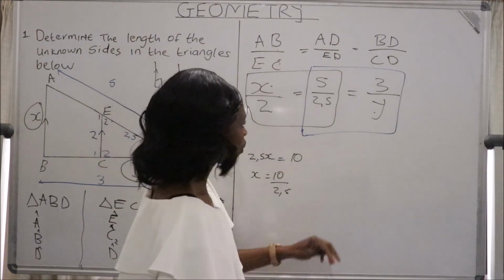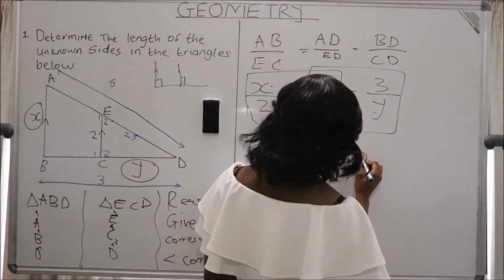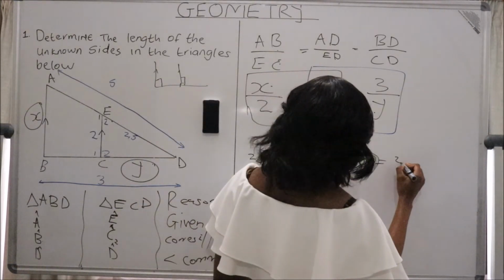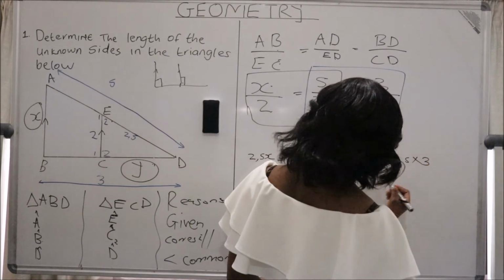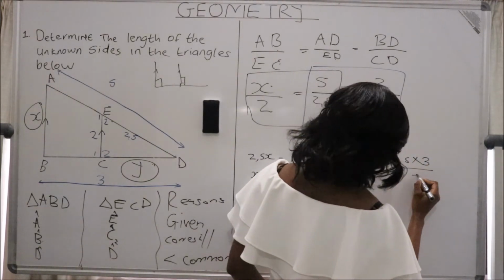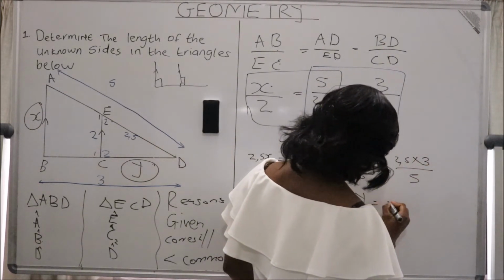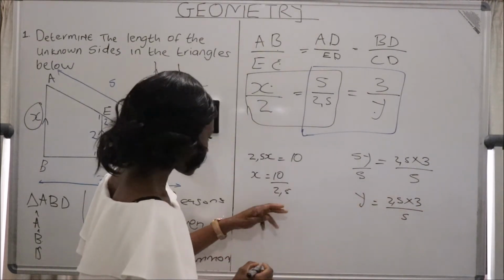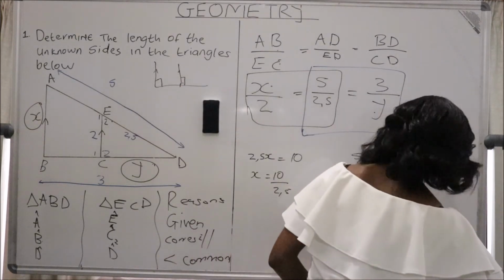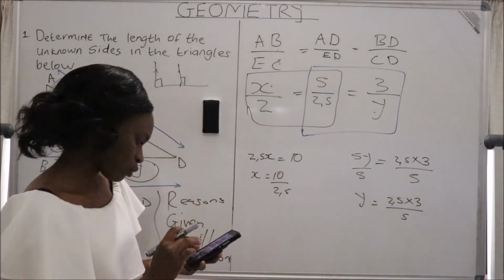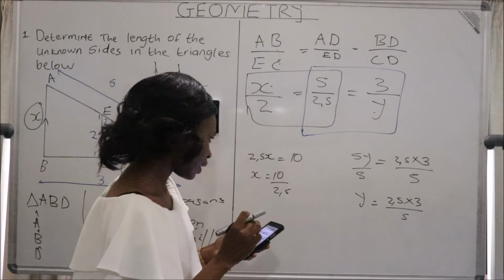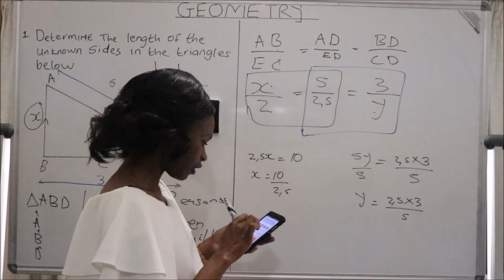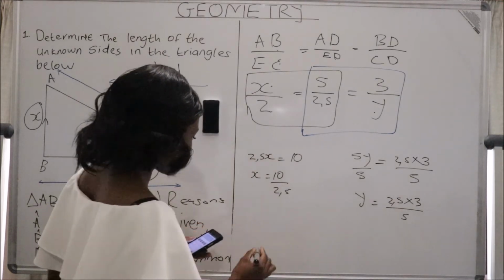Alright, so with the second one here, we'll also do the cross multiplication. We'll have 5y, and we'll also have 2,5 multiplied by 3. So here divide by 5 and there divide by 5. So our y here will be 2,5 multiplied by 3 divided by 5. And in this case, that's also 10 divided by 2,5. So I'll just use my cell phone since I don't have a calculator today. So here we'll have 10 divided by 2,5, which is equal to 4.